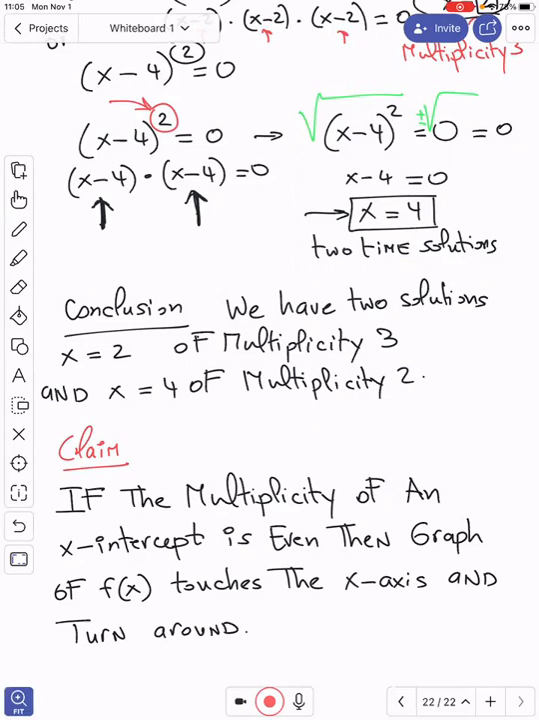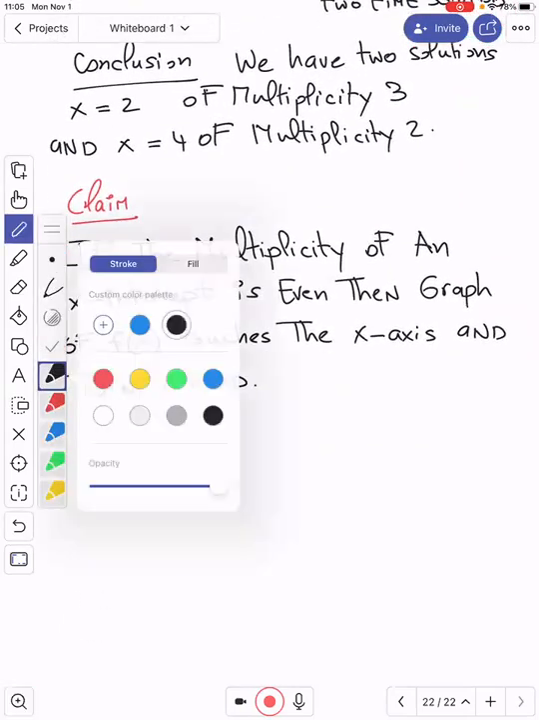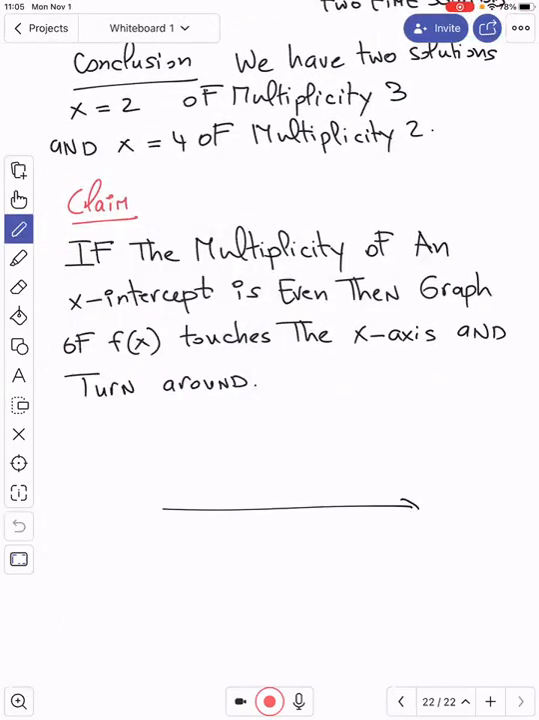And so we have actually the following situation. Let's say here's the graph of f. Let's say this is your x-intercept right here. This is my x-intercept. And let's say the multiplicity of this x-intercept is even. With even multiplicity.